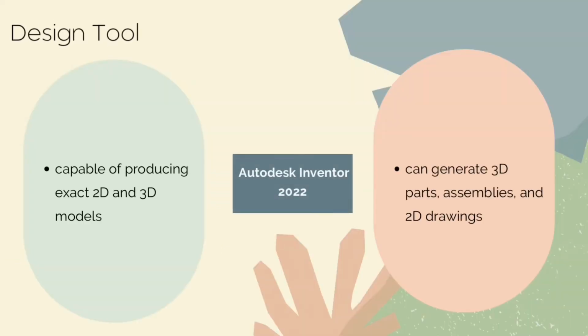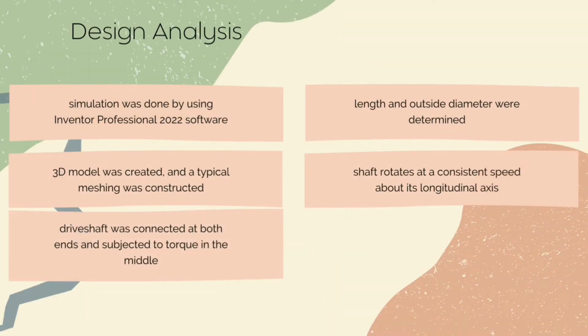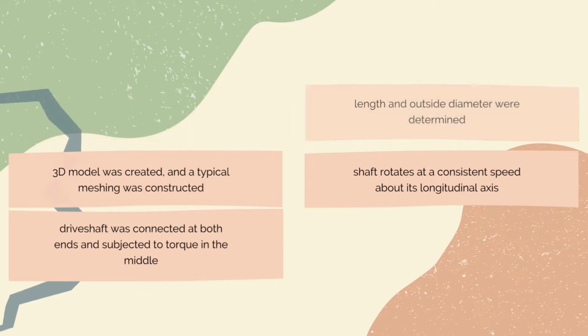Next, the design tool. Modeling in this project was done with the Autodesk Inventor 2022 software, which is capable of producing exact 2D and 3D models and can generate 3D parts, assemblies, and 2D drawings. Again, Inventor was used for simulation. A 3D model was created, and the drive shaft was connected at both ends. The shaft rotated at a consistent speed about the longitudinal axis.